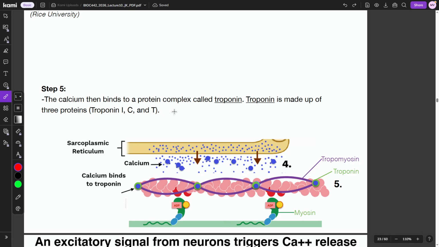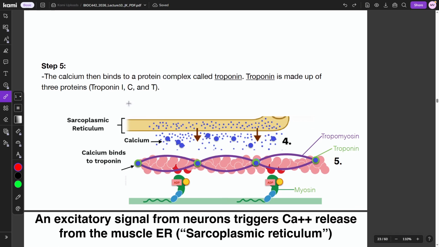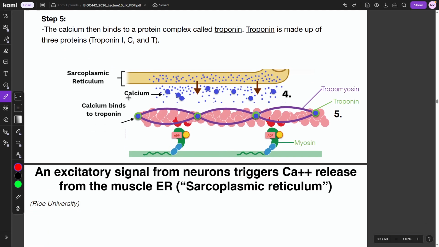So calcium first has to bind to a protein complex called troponin. Troponin is made up of 3 different proteins, troponin I, C, and T. I personally didn't think that these are super important to remember. It might be something you jot on your note card in a couple words, but it's not something you should harp on for a super long time, I don't think.